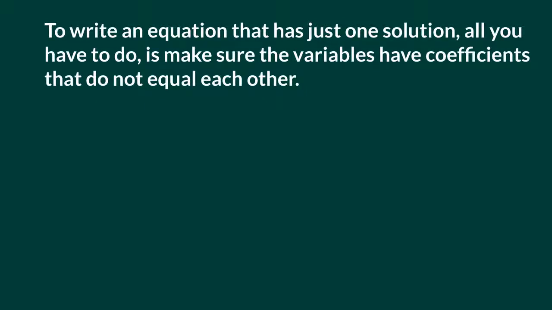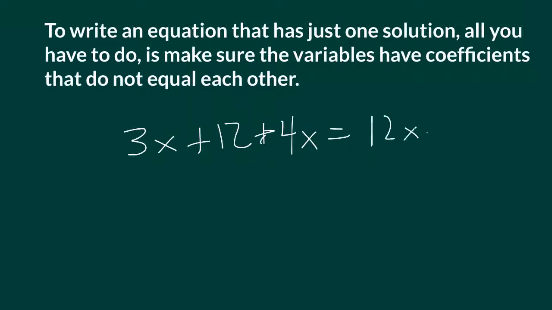To write an equation that has just one solution, all you have to do is make sure the variables have coefficients that do not equal each other. They still need to be on both sides of the equal sign, because you want to make it a little bit of a challenge there. But you could do something like 3x plus 12 plus 4x is equal to 12x minus 5.